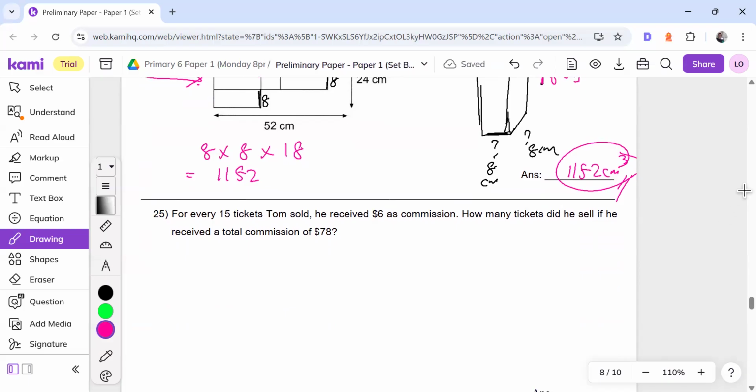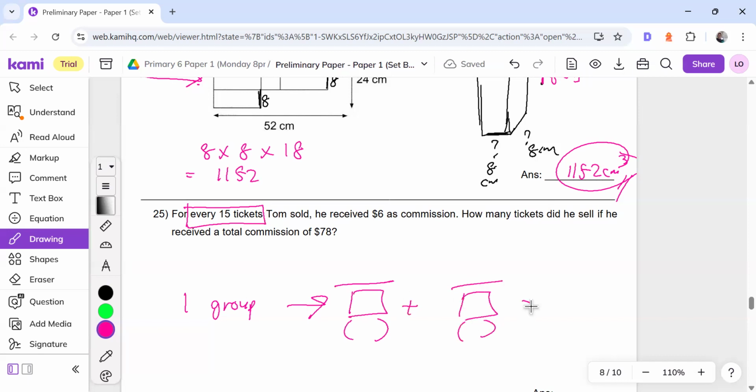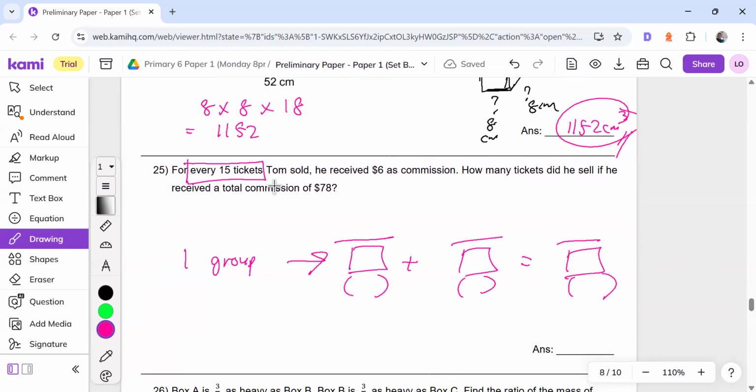Now, do we have methods for paper one? Yes, for the harder questions. So every 15 tickets, grouping. So I'm going to just write the template. This template is going to be important when you do your paper two again. When you have harder questions using the grouping method, then you will need to draw this template. So you need to label according to what the question says.